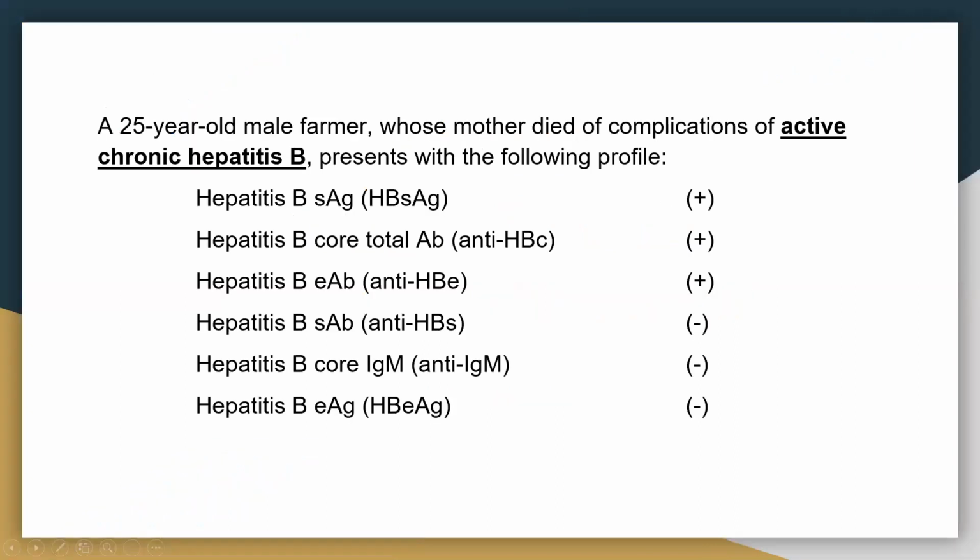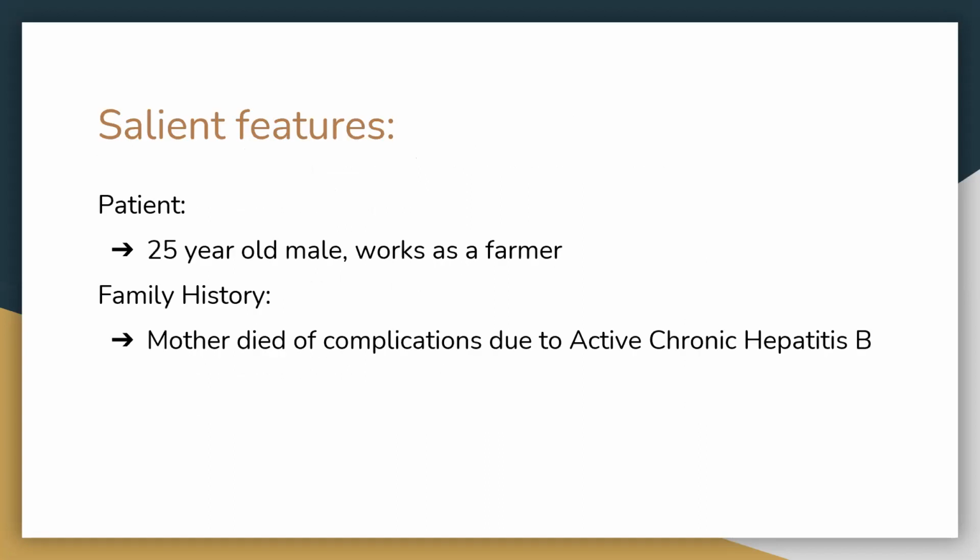So a 25-year-old male farmer whose mother died of complications of active chronic hepatitis B presents with the following profile: positive for HBsAg, anti-HBc, anti-HBe, and negative for anti-HBs, anti-IgM HBc, and HBeAg. So salient features, as mentioned, a 25-year-old male farmer whose mother died of complications due to active chronic hepatitis B.